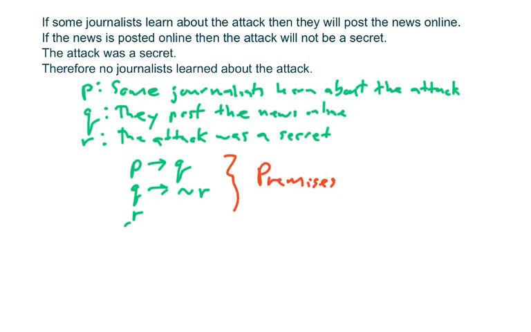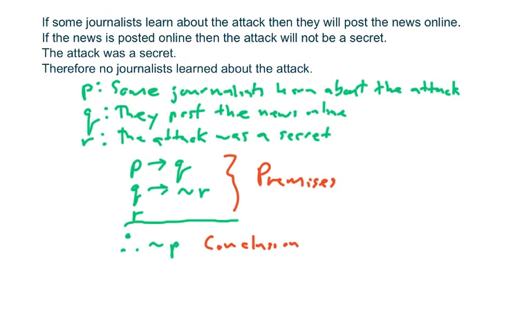Let's see what the therefore is. We'll use this little symbol for therefore, very traditional symbol. The conclusion is no journalists learned about the attack. That would be the negation of some journalists learned about the attack, so that would be the negation of P. And that would be our conclusion. This is the argument written in symbolic form.